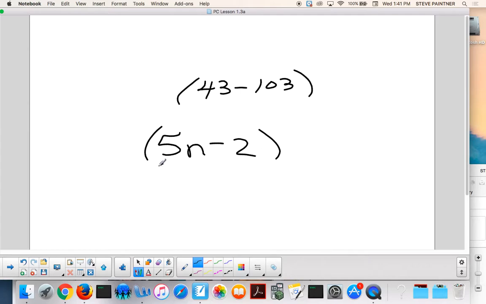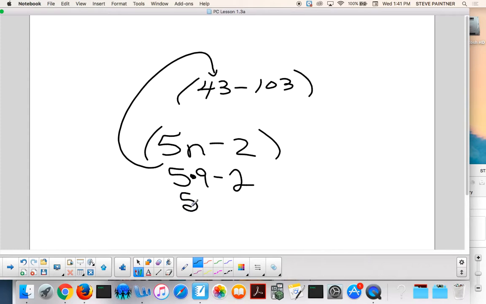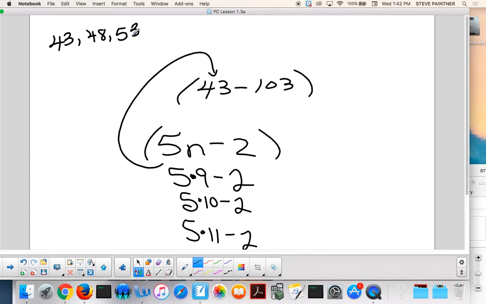You got to somehow make this formula equal the first number. What would it be? 5 times 9 minus 2 is 43. So since the first number you put in was 9, then the next number would be 10, which means to do what? 43, then what? 48. If you did 5 times 11 minus 2, you'd get what? 53.